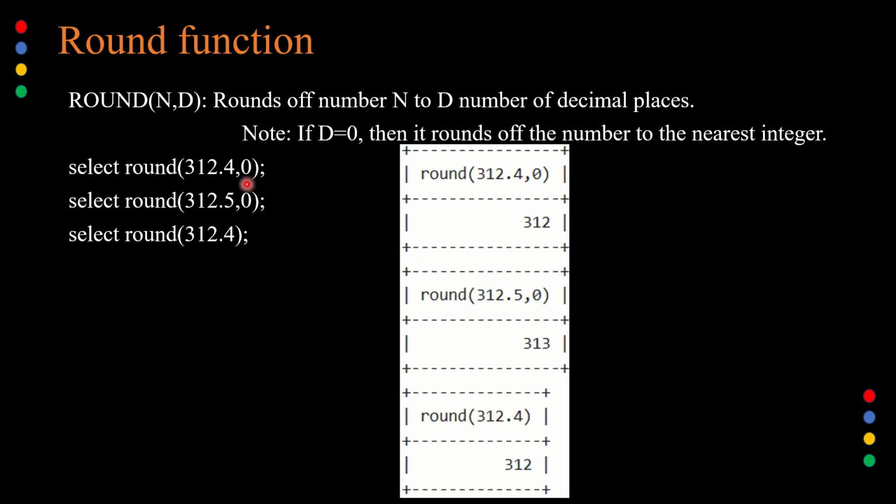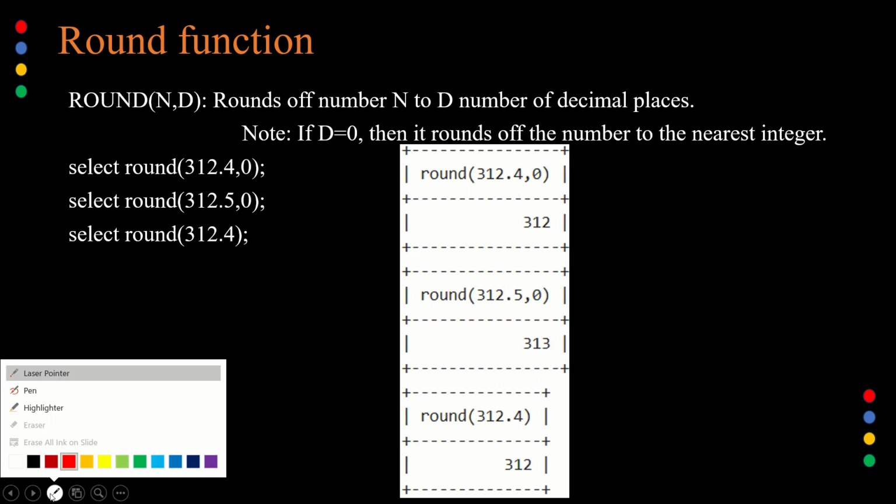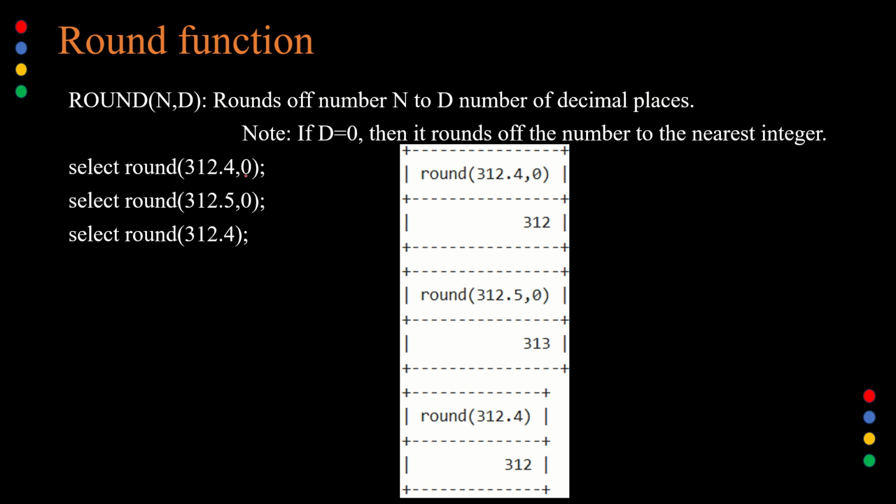Consider this one: 312.4 comma 0. Here 4 is less than 5, so no change. The output will be 312, and in 312 we are not having any kind of decimal point, because in the given question they have mentioned 0. Next question, select round 312.5 comma 0. Here 5 is greater than or equal to 5, so 1 has to be added to the nearest digit. That's 313. That's how the answer becomes 313 in the second one.